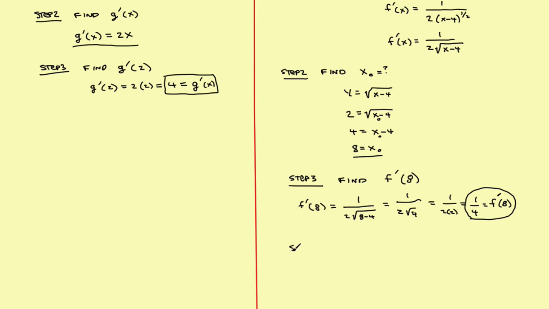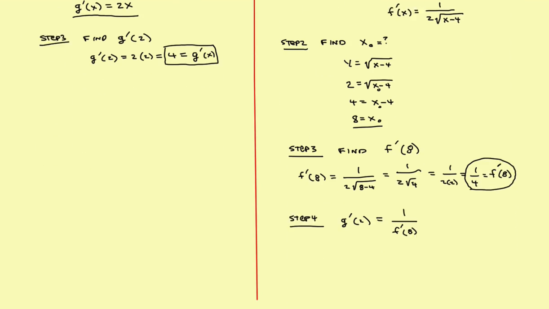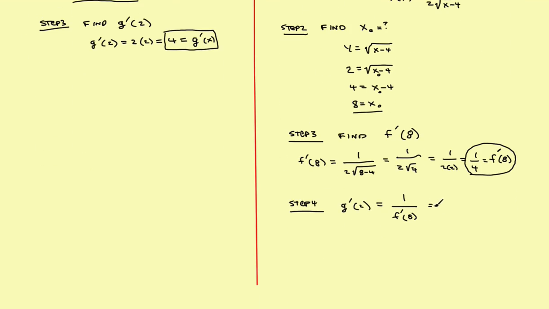So the last step, step number 4, is, and again, we're just using our definition. The definition says this, that g prime at 2 is going to be equal to 1 over f prime at 8. And that's right. So g prime evaluated at 2 is equal to 1 over f prime evaluated at 8. So what that's going to be would be 1 over 1/4, which is going to give you 4, and that's going to be the derivative of the inverse.